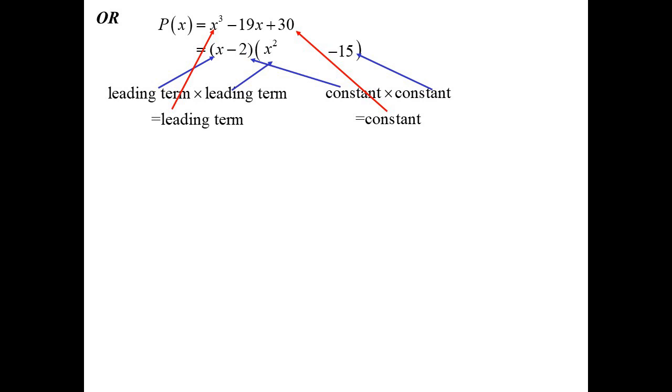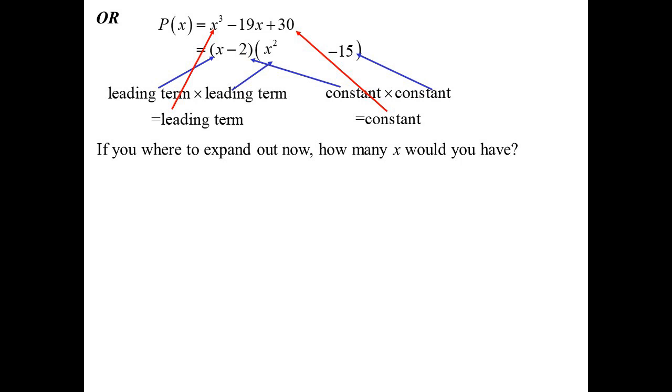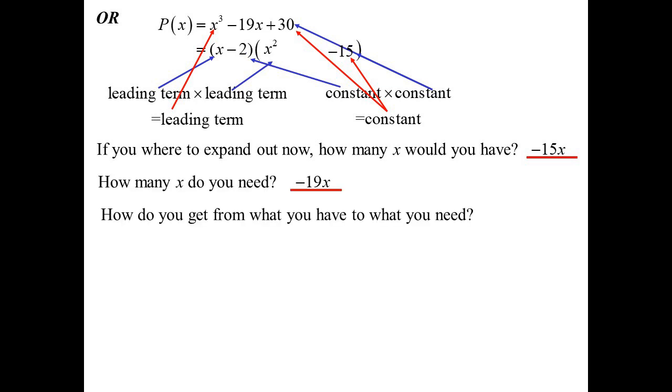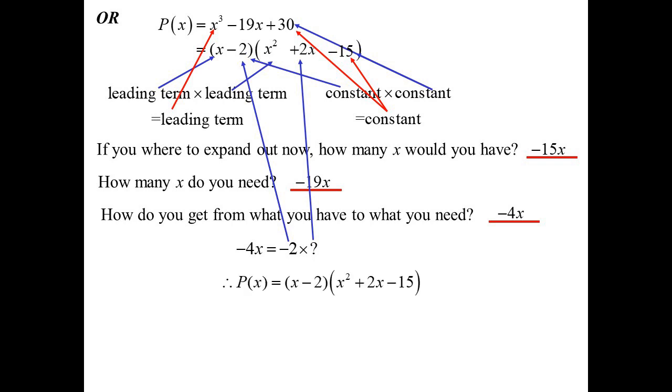Now I just have to worry about the term in the middle. Well, if I was to leave it like this, how many x's would I have? Well, there's only one combination there that's going to give me x's, and that's minus 15x. But I don't want minus 15x. I want minus 19x. So I still need another negative 4x. Where's it coming from? It must be coming from this missing middle term that I haven't got yet. So negative 2 would be multiplied by that missing middle term. Okay, well that must be 2x then. Bingo. I haven't had to do a whole polynomial division to get it. And then I just complete the factorisation like I did before.